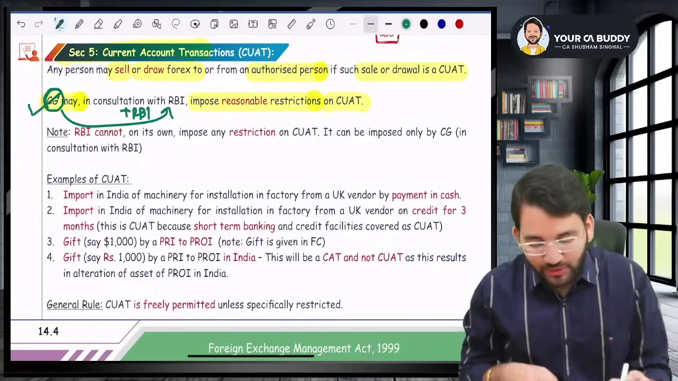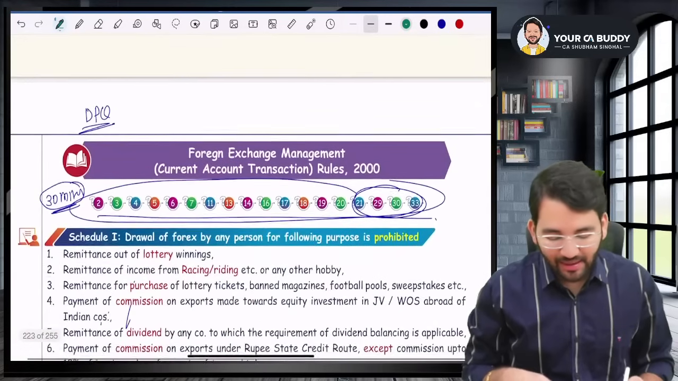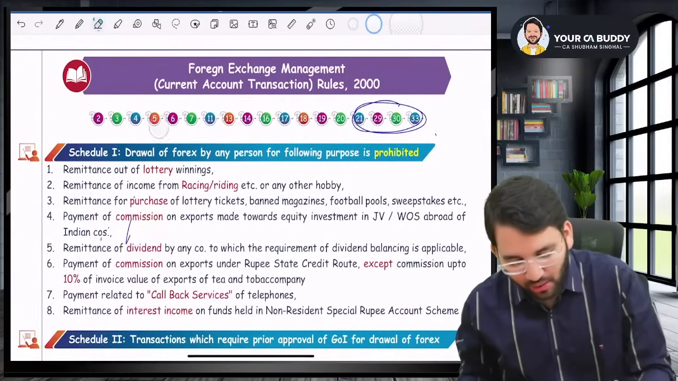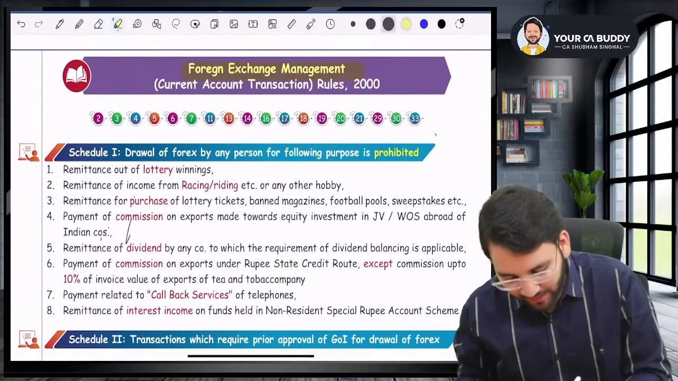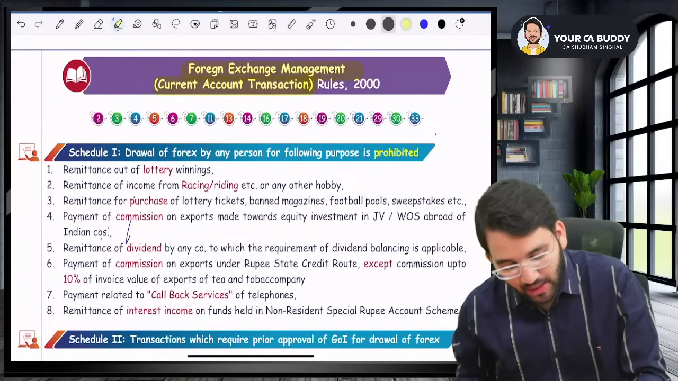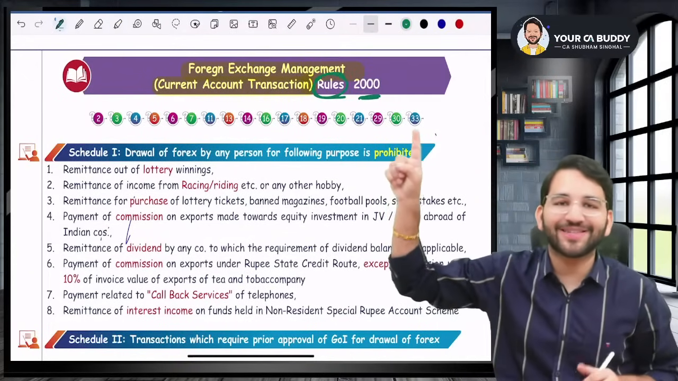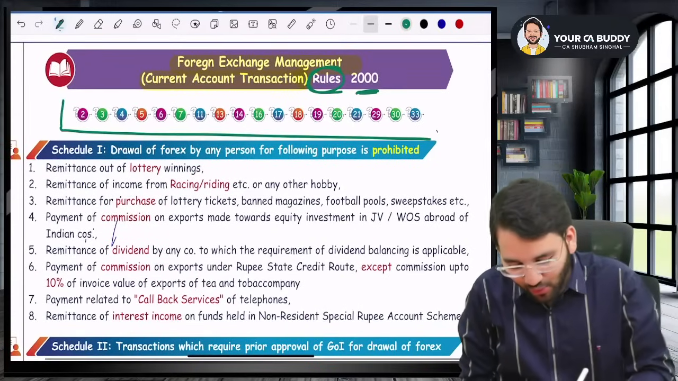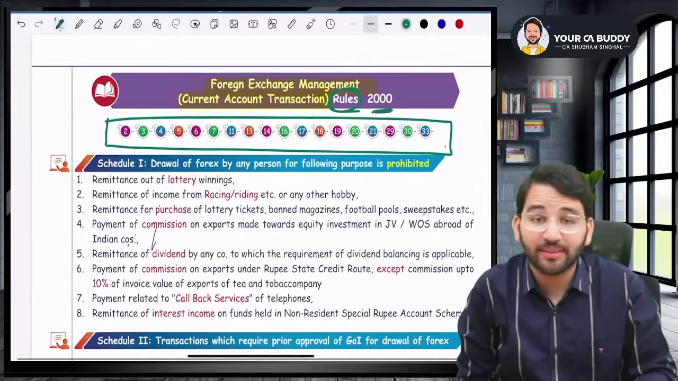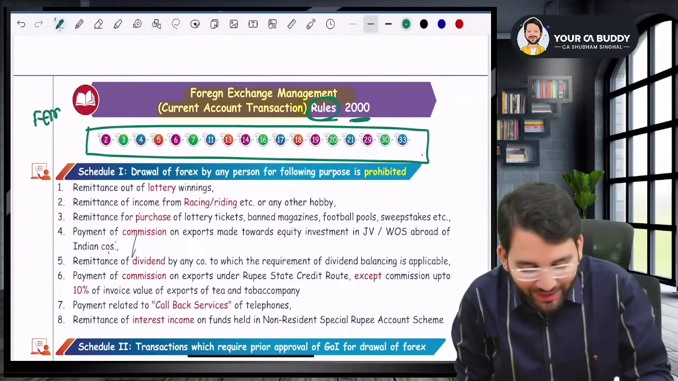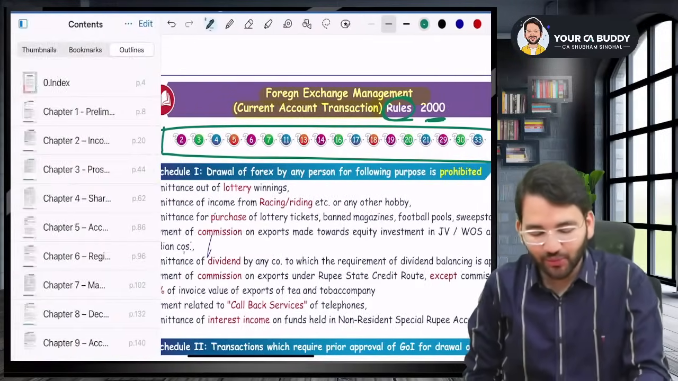Now, using that power, the central government has made this rule called the Foreign Exchange Management Current Account Transactions Rules, 2000. Look at the number of questions that we have from this concept, sir. I'll give you a FEMA master question.